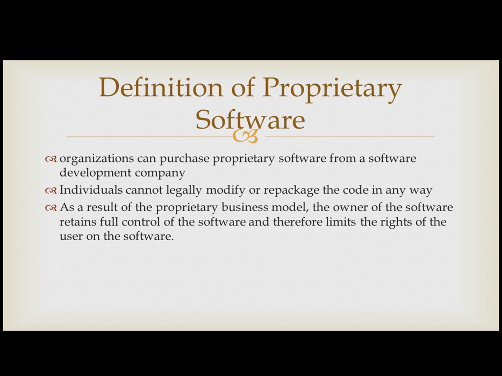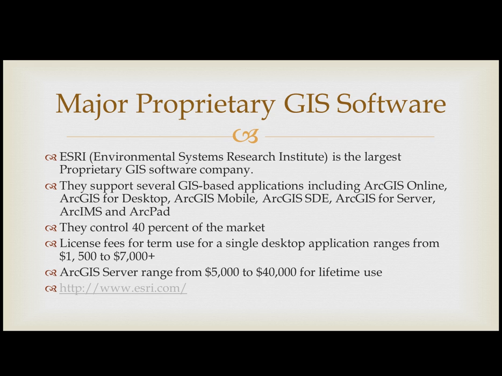Major proprietary GIS software: the largest is Esri, Environmental Systems Research Institute. They control about 40% of the market. They have web applications expanding from desktop applications to server applications to mobile applications. And the licensing fees for a desktop application cost about $1,500 to $7,000. And for using ArcGIS can range from $5,000 to $40,000 for lifetime use.